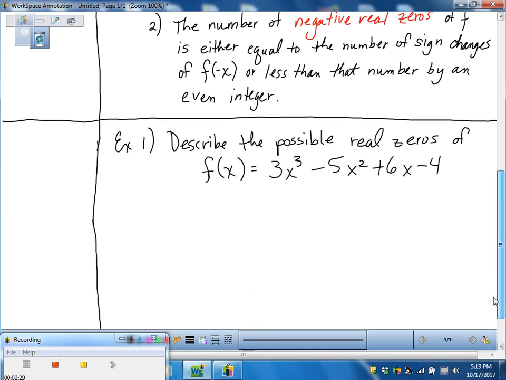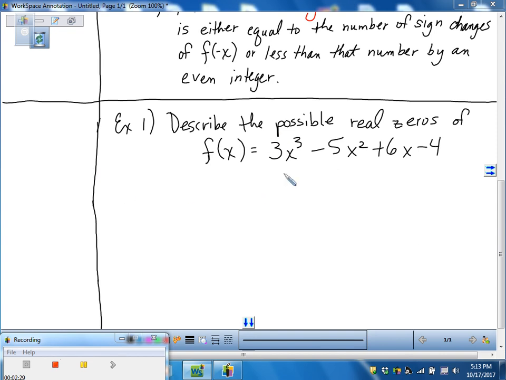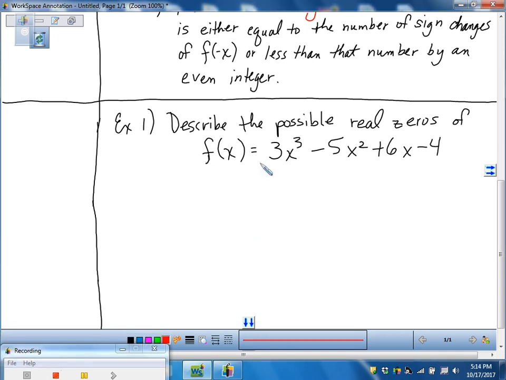So let's go ahead and look at our original function, and I want to determine the sign changes. Between 3x cubed and negative 5x squared, there is a sign change. It went from positive to negative, so that's one sign change. From negative 5x squared to 6x, went from negative to positive, that's another sign change. And from positive 6x to negative 4, it went from a positive to a negative, so that's another one.